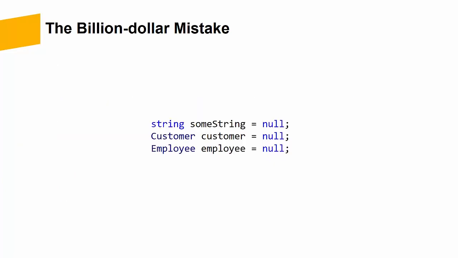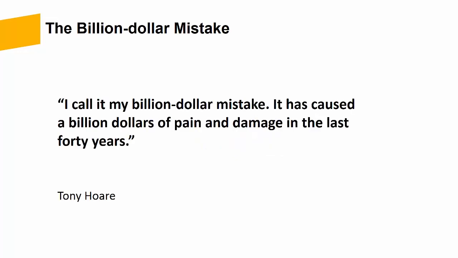Moving on to nulls. So this is a simple code sample, and I'm sure you encountered it a lot in different code bases. In fact, we as developers are so accustomed to the use of nulls that we rarely notice any drawbacks in this approach. But there are some drawbacks, and so substantial that the inventor of null, Tony Hoare, called it his billion-dollar mistake. It has caused $1 billion of pain and damage in the last 40 years. And some might argue that it's more of a $1 trillion mistake by now.